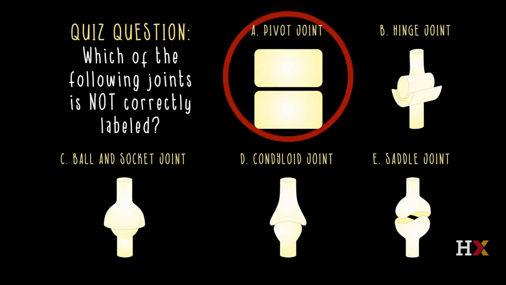And A is incorrectly labeled. What's shown is a plane joint, which permits gliding, and not a pivot joint, which would allow rotation. We'll be spending most of the rest of this module on ball and socket joints because they're the most mobile of the synovial joints, and any motion that occurs at any joint occurs at a ball and socket joint. Examples of ball and socket joints would be the shoulder joint and the hip joint.